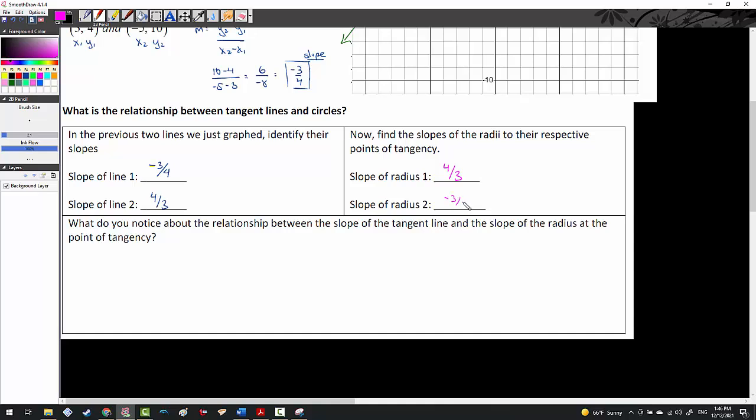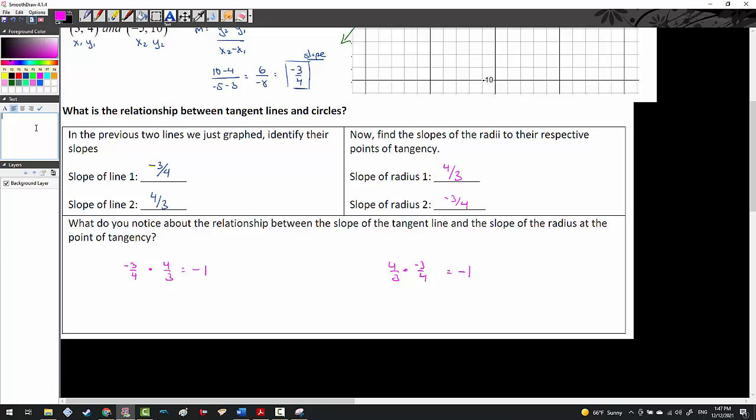So negative 3/4. What we're trying to get you to notice is the relationship between the slope of the tangent line and the slope of the radius at the point of tangency. So let's consider the slope of line 1 versus the slope of radius 1. That's going to be negative 3/4 versus 4/3. The other one is going to be 4/3 versus negative 3/4. Hopefully the slope relationship will make sense, because if we multiply each pair together, we end up with negative 1. Well, what is the relationship between two slopes who, when you multiply them together, get negative 1? In other words, one is the opposite sign reciprocal of the other.